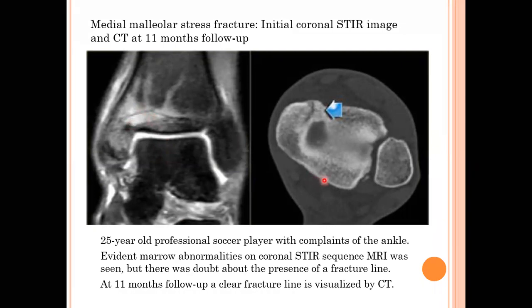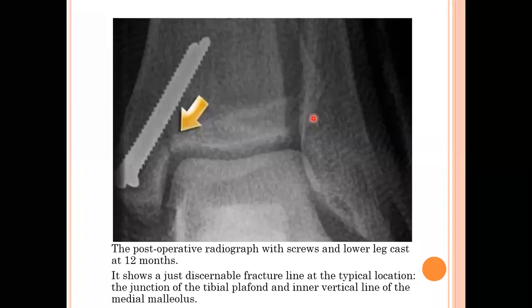At 11 month follow-up, the CT scan shows a clear fracture line. This is a post-operative X-ray with screw and lower leg cast at 12 months. It shows just a discernible fracture line after 12 months.